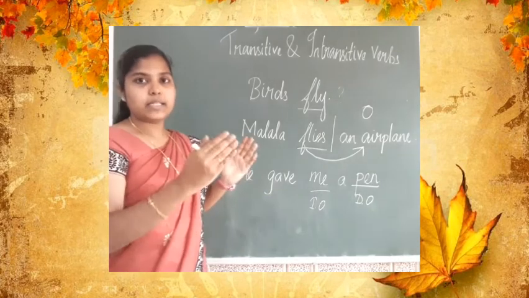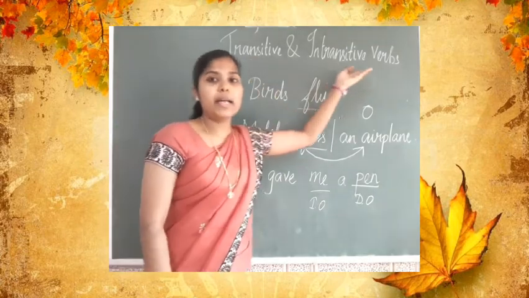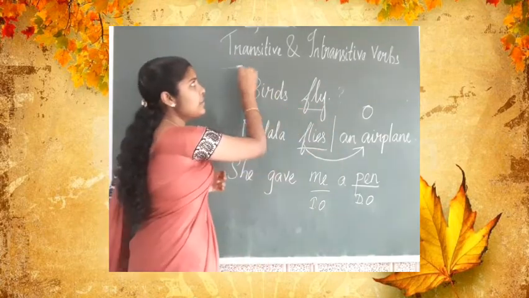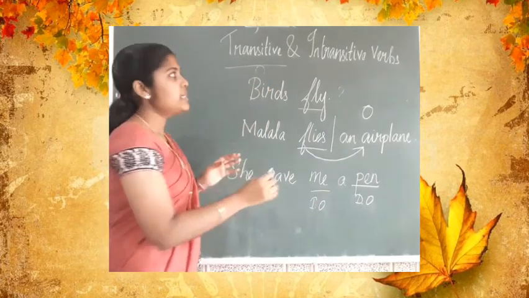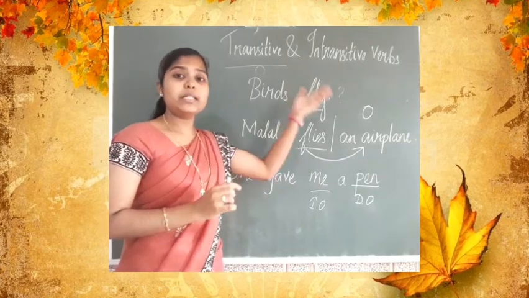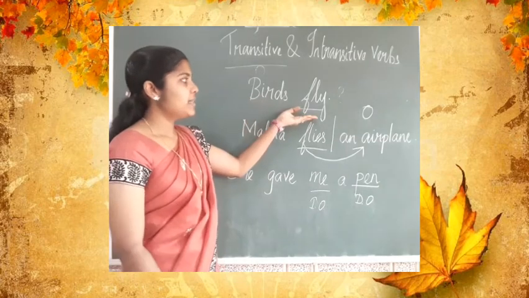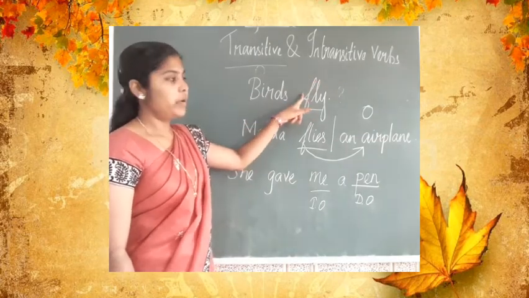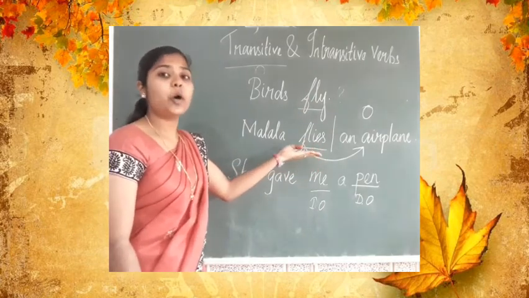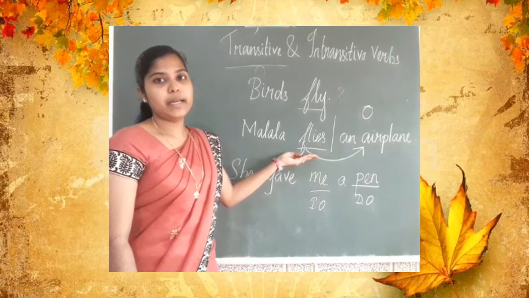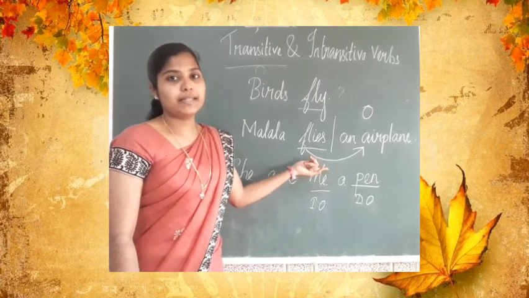So, based on the sentence, the verb changes its form. It might be transitive or intransitive. Transitive verbs need an object for their completion, but for intransitive verbs there is no need of an object. Birds fly. This is an intransitive verb, but the same verb, Malala flies, needs an object for the complete meaning. Without this object it will be a meaningless sentence.